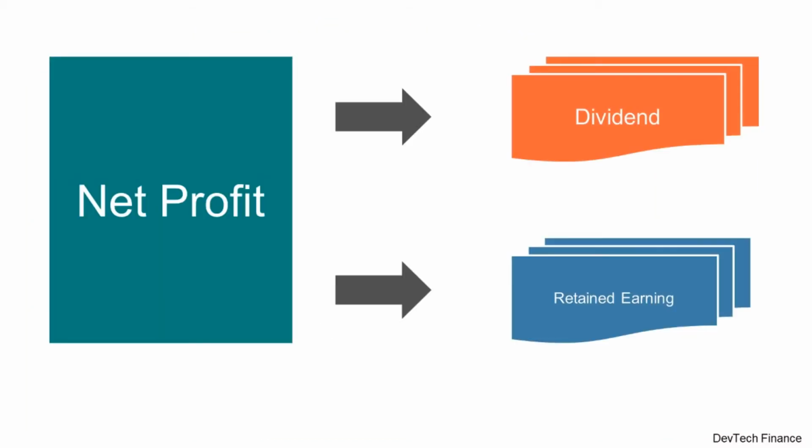Let's have a look at what happens with this profit then. We arrived at the end figure of net profit. This net profit is either distributed as dividend or is kept as retained earnings, or some portion may be distributed as dividend and some portion may be kept as retained earnings.